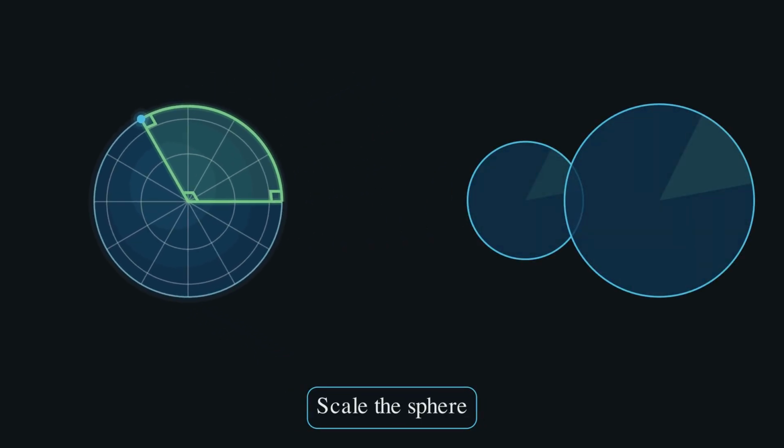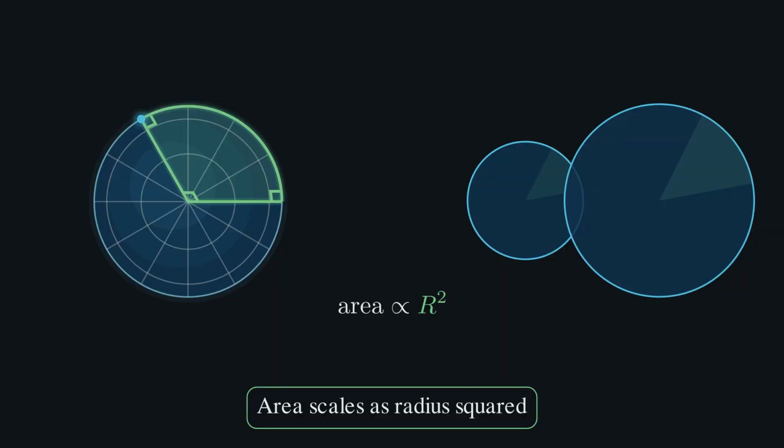Keep all 3 angles fixed and enlarge the sphere. The triangle keeps its shape and angular coordinates, but its physical area grows. Double the radius and the patch becomes 4 times as large. Any exact area rule must therefore contain the radius squared.